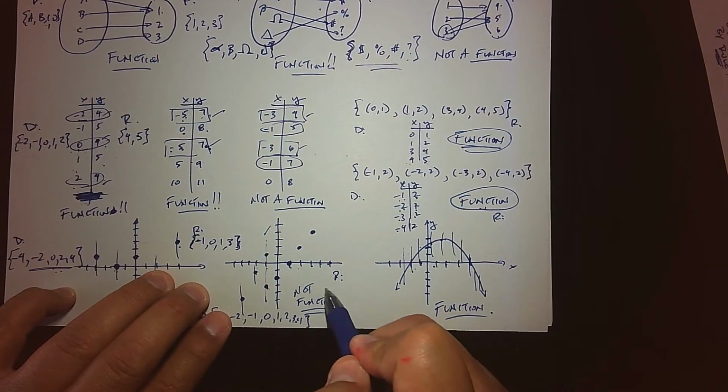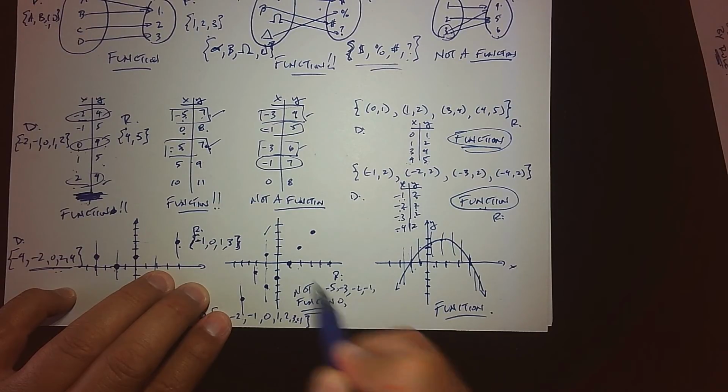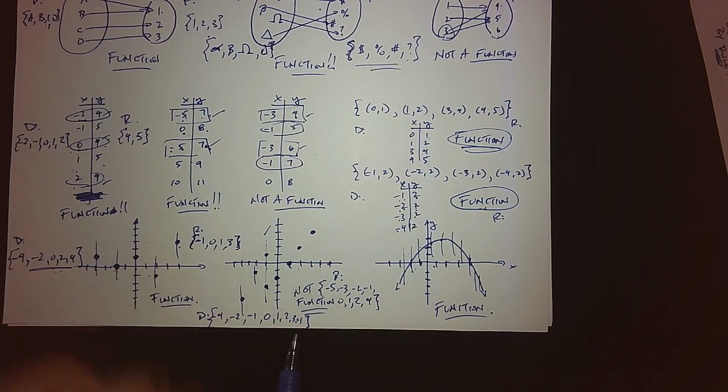The range, well, what comes out of this? It looks like we have at the lowest a value of -5, and then it looks like we have -3, -2, -1, I'm running out of room, sorry about that, 0, and 1, and 2, and is that a 4? Hope I'm reading my own graph right. So it looks like 7 different values come out.